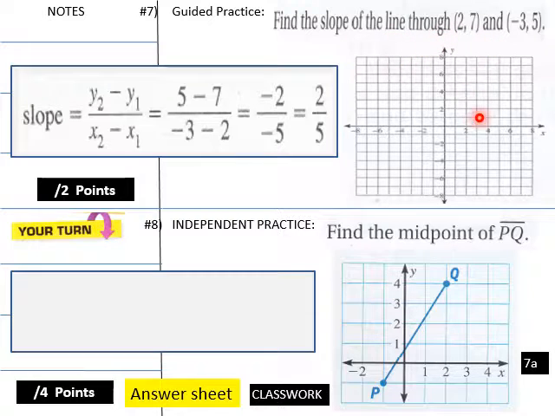For this line, 2, 7 would be about here, and then negative 3, 5 would be right about here. So you've got a line something like that. It's pretty flat. So anyway, it has a positive slope of 2 over 5.